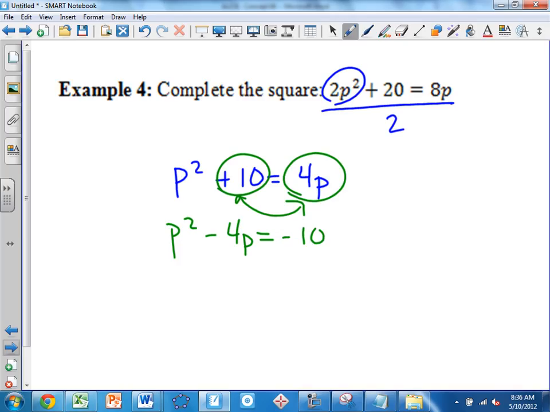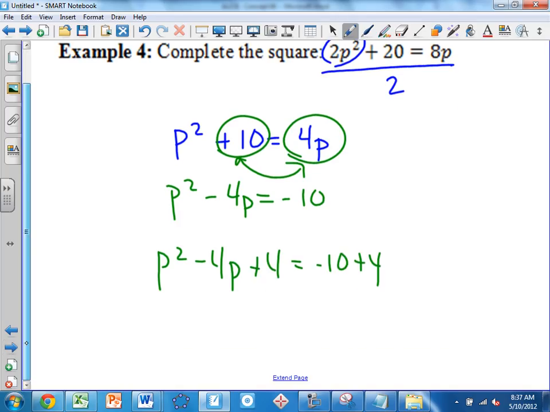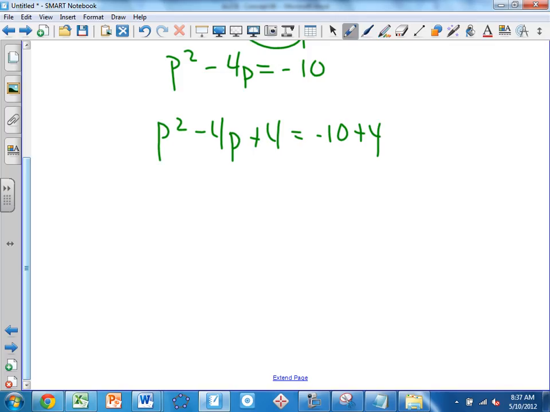Next, what's half of 4? 2. What's 2 squared? 4. So add 4 to both sides. Notice, I didn't care if it was a negative 4, because I'm going to square it anyway. And as Victoria said, there's no need to do this separately. You can roll the math in your head over here. You can just write this as a negative 6 to start.